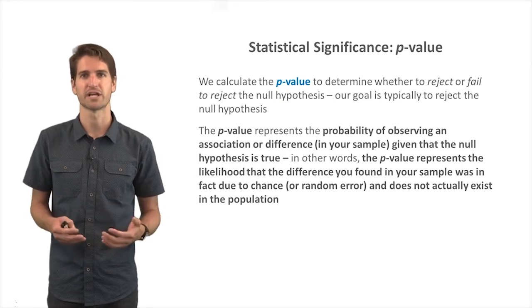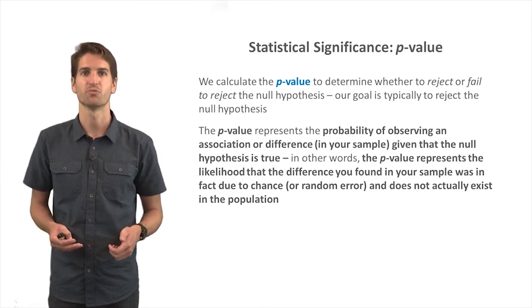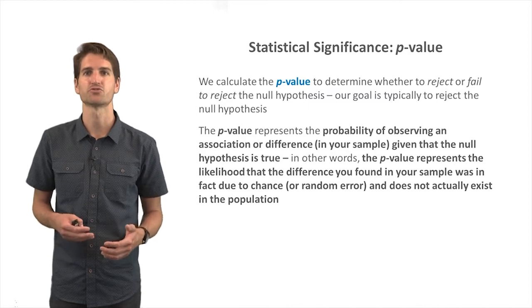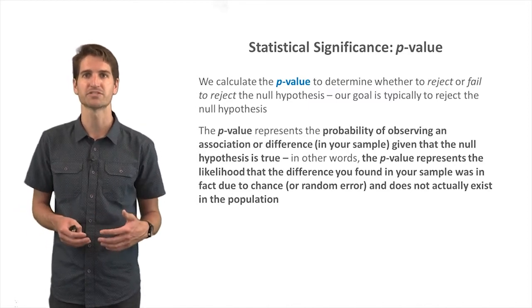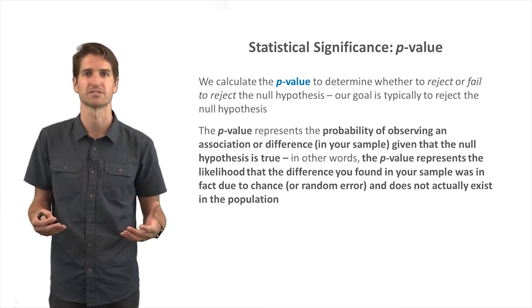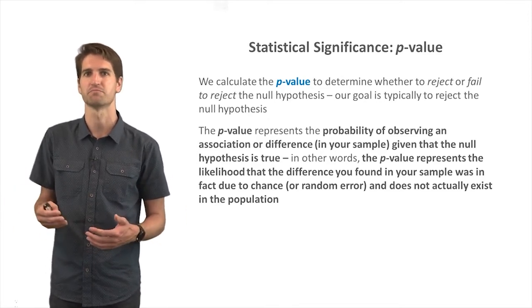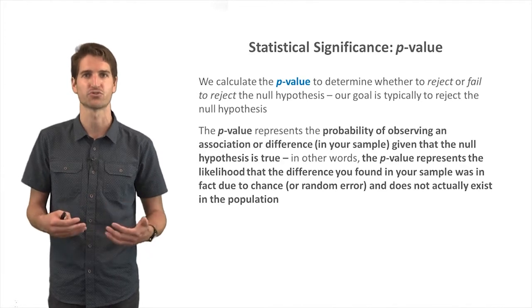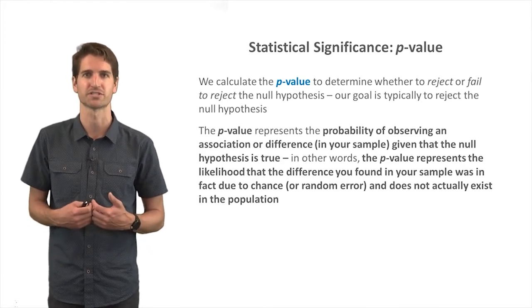Okay, so let's talk about that p-value in a little bit more detail. The p-value stands for probability value. We calculate the p-value to determine whether to reject or fail to reject that null hypothesis, and in most cases our goal is going to be to reject the null hypothesis, essentially implying that maybe there's some validity to that research hypothesis that we're ultimately interested in.